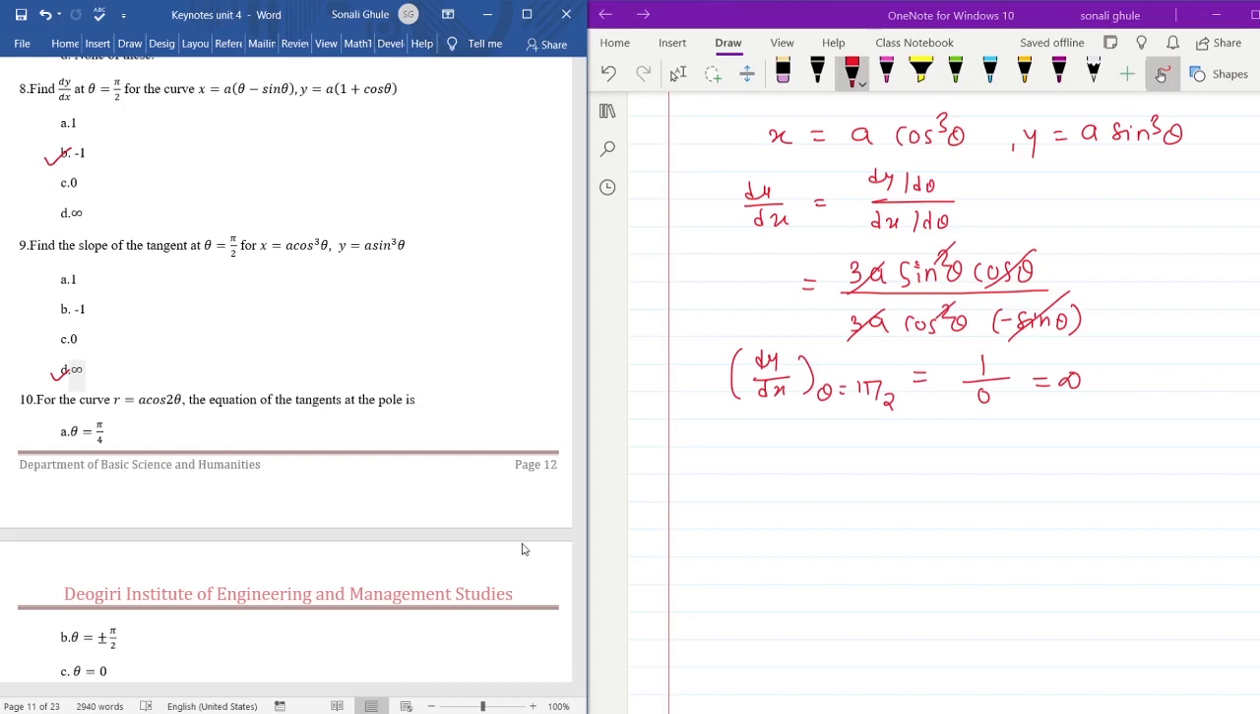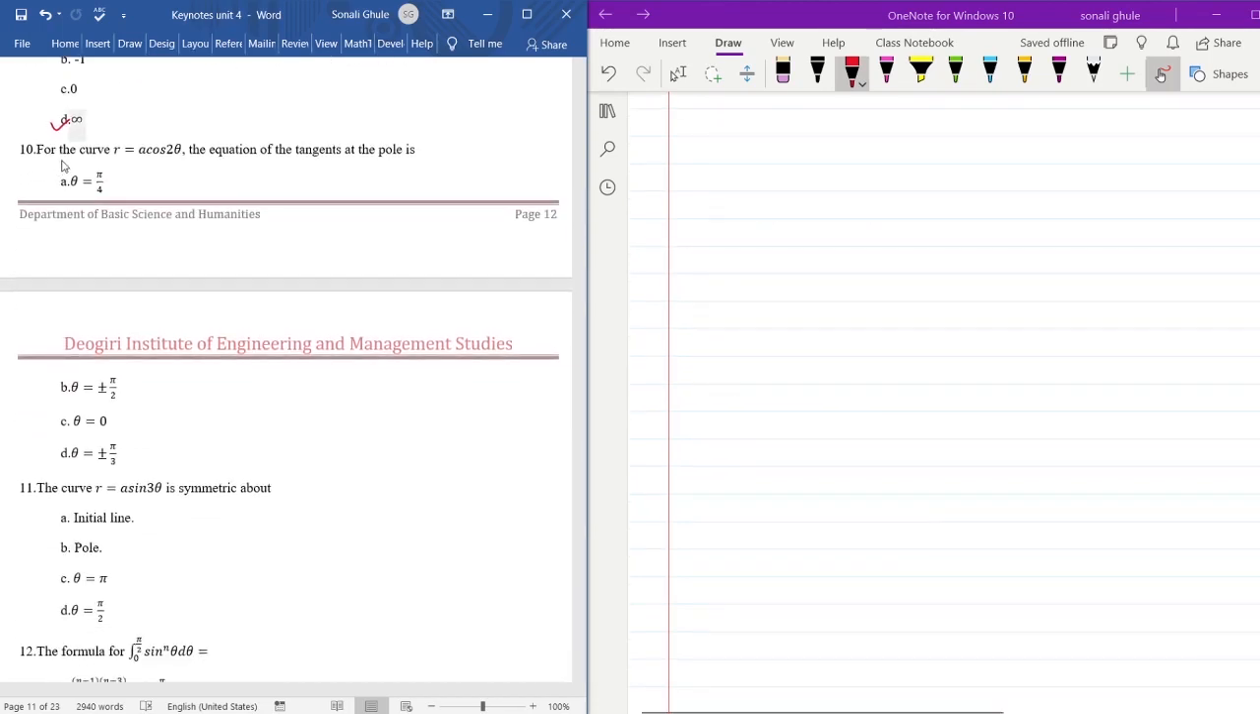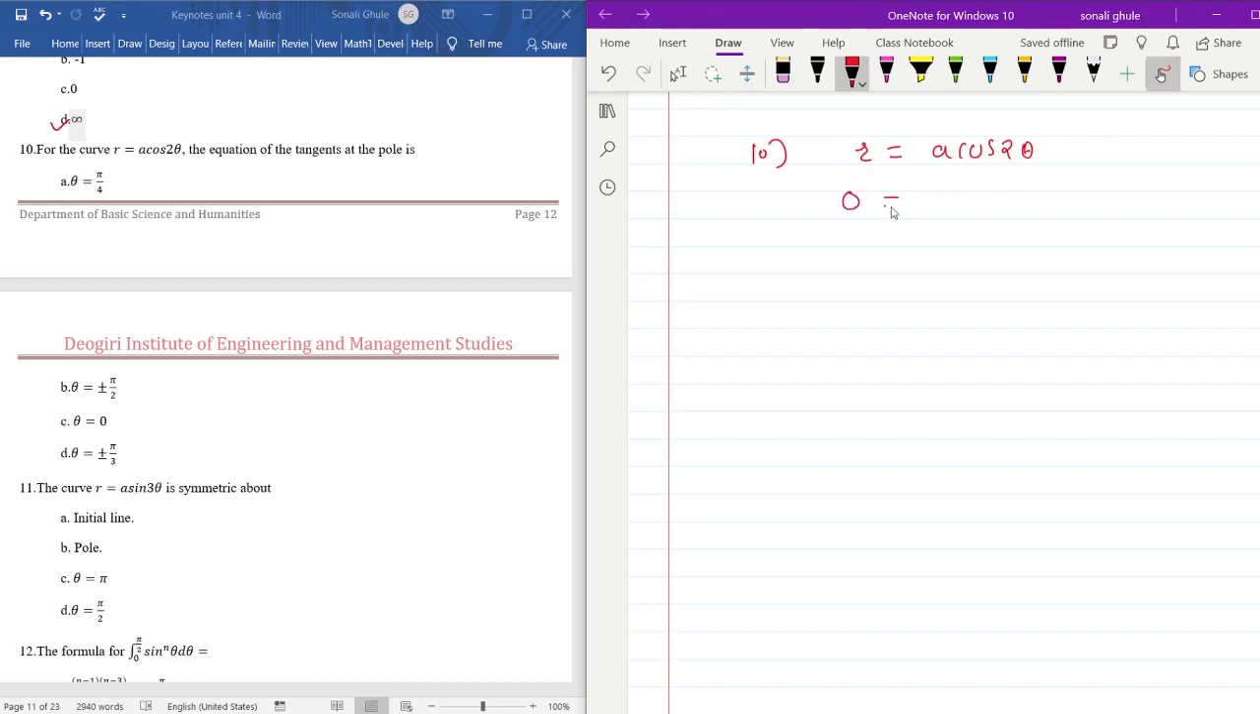Okay. Let's solve the next example. For the curve r equals a cos 2 theta, we have to find the equation of the tangent at the pole. Okay. Now this is a polar curve, r equals a cos 2 theta. And if we want to find the tangent at the pole, meaning where the radius vector is 0, we have to put r equals 0, so a cos 2 theta equals 0. So cos 2 theta equals 0.